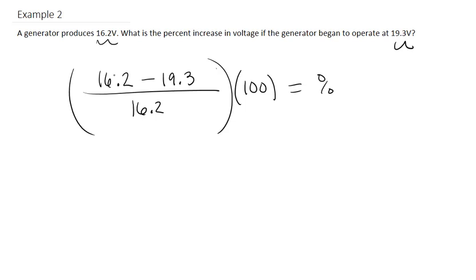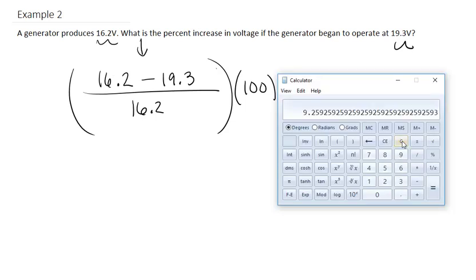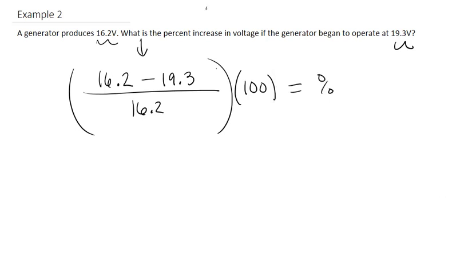So let's deal with what's inside the parentheses. We have 16.2 minus 19.3. Notice we get a negative sign. This negative sign means that we did it right because we did a percent increase. Anytime you have a percent increase, that means this new amount is going to be greater than the starting amount. So we will always get a negative number. But you can go ahead and just drop it, as it does not need to be in the final solution, because we would report a positive percentage.